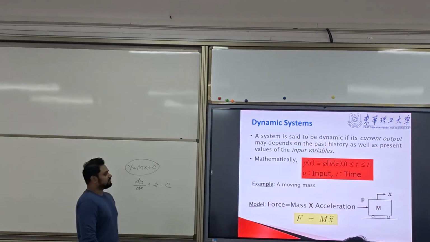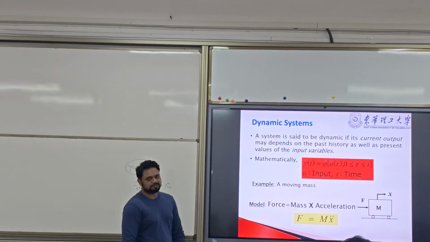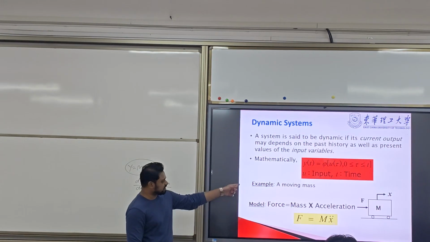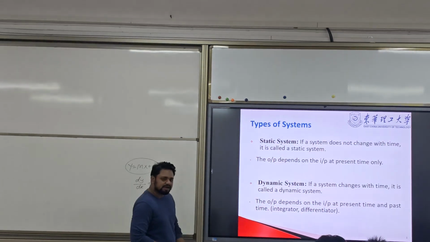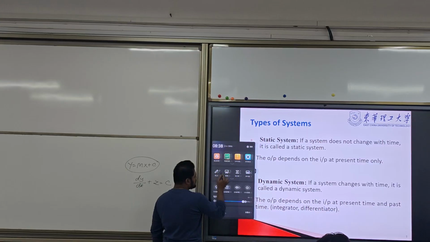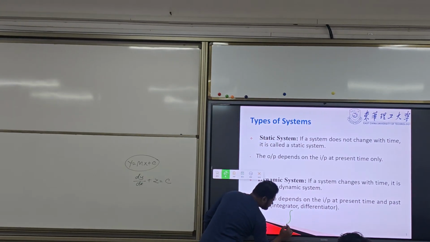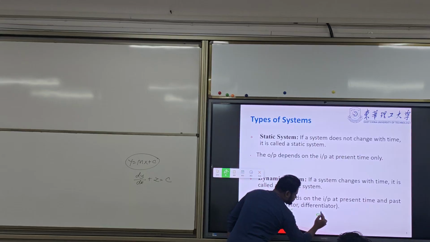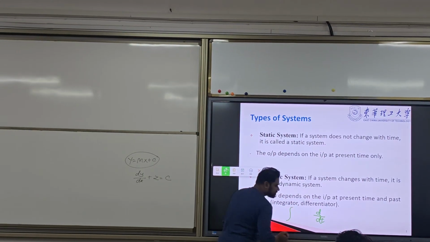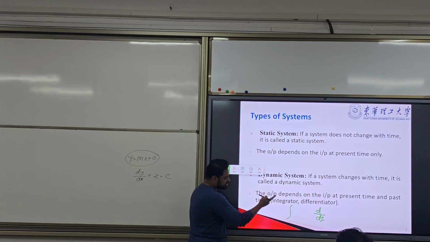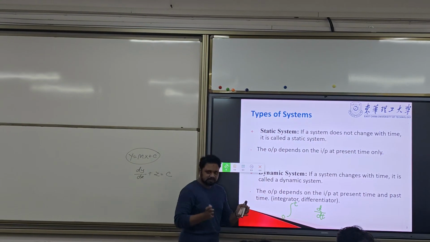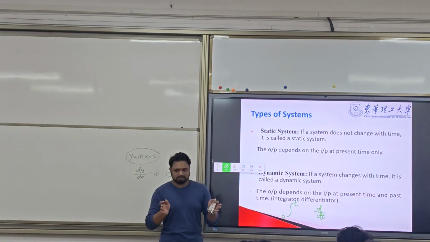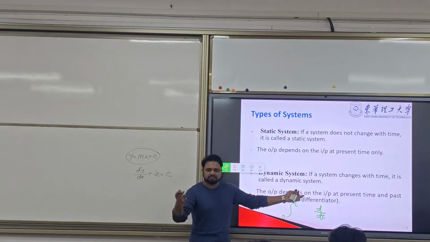The system that we say is dynamic is one where the output depends on present and past input. Here two examples are given. One example is the integrator, another is the differentiator. This is the integrator, and this is the differentiator. They change over time. The integrator has a limit. Suppose the limit is 0 to t. We always use a limit. It can be 0 to 1, 0 to 10, 0 to 100, anything.